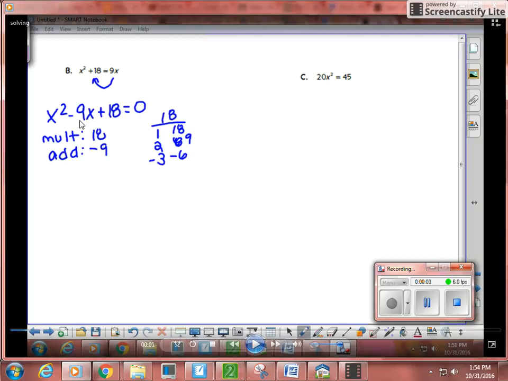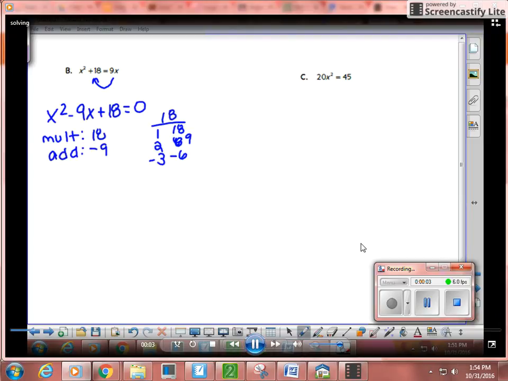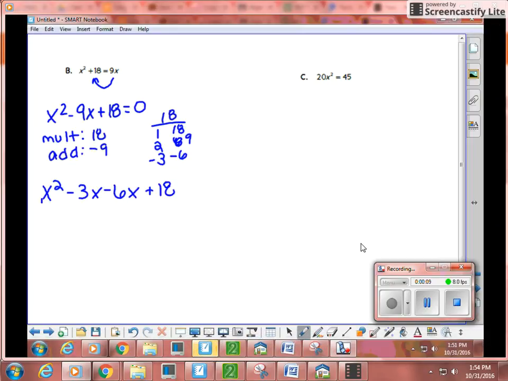Then I have to say, okay, what's it going to multiply to? It's going to multiply to 18. What's it going to add to? It's going to add to negative 9. So I already listed my factors here of 18, and what's going to give me negative 9 is going to be negative 3 and negative 6. So I can go ahead and start writing this out as x squared minus 3x minus 6x plus 18.